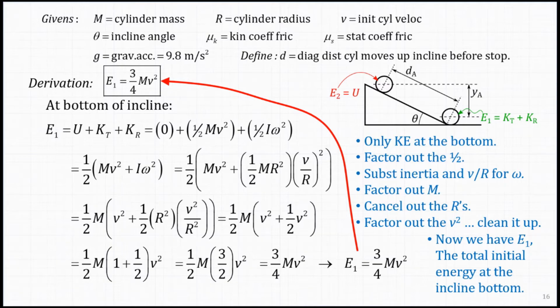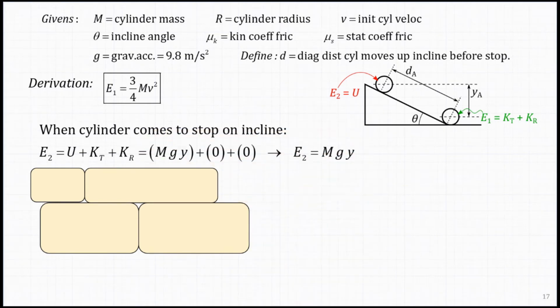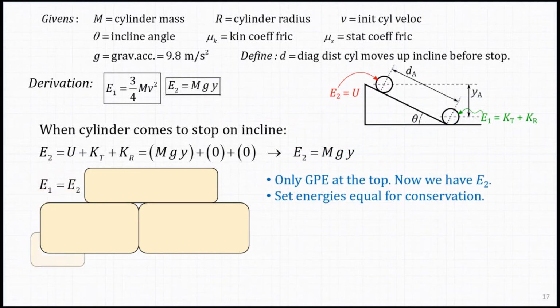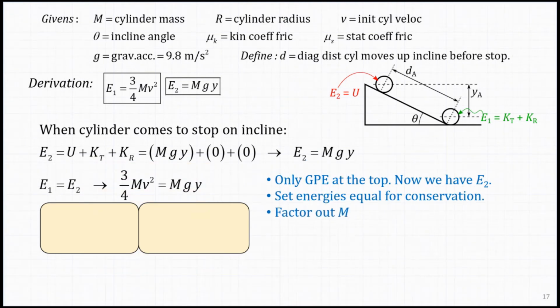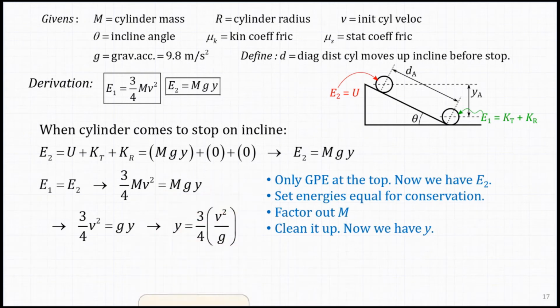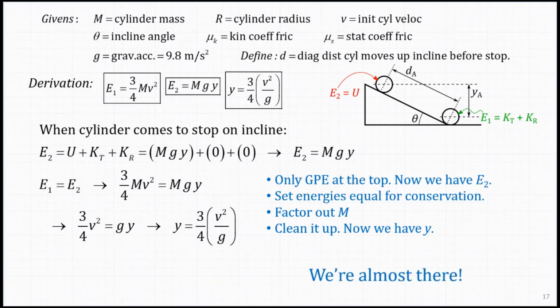I'm going to stash that up there at the top. When the cylinder comes to a stop on the incline at the top, the only energy left is our gravitational potential energy, so that makes that really easy to find. If I set these two equal to each other for energy conservation, I can actually factor out m and solve this for y, the vertical distance that we traveled from the bottom to the top of the incline. We're almost there.